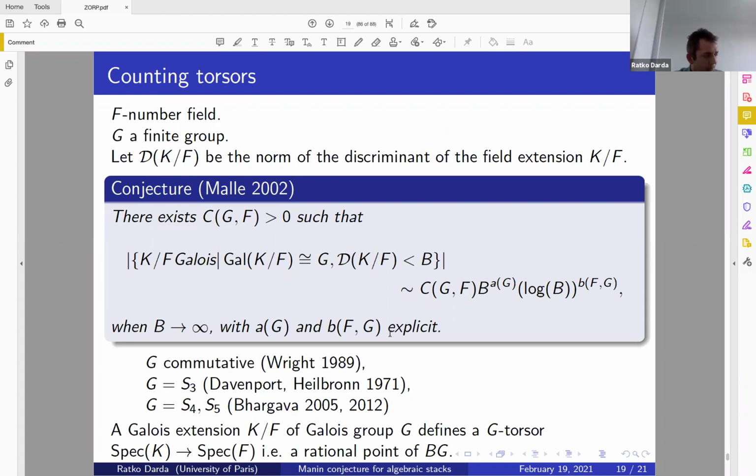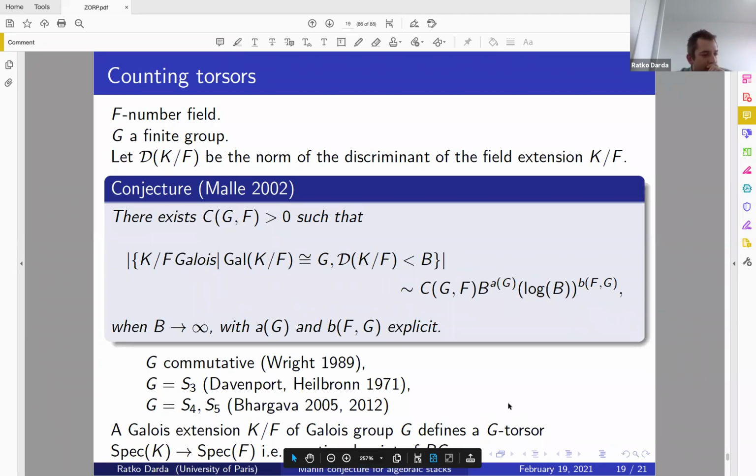And for us, it is interesting that a Galois extension K over F defines a G-torsor, Spec K to Spec F. Hence, it defines a rational point of the BG stack. Note that not all points of this stack come from extensions. For example, the one coming from the trivial torsor, which is the disjoint union of copies of Spec K, order of G times, does not come from a field extension. But we believe that such rational points do not influence the asymptotic significantly.